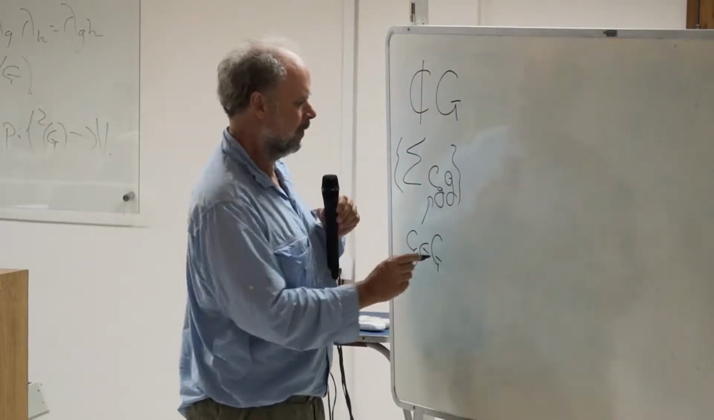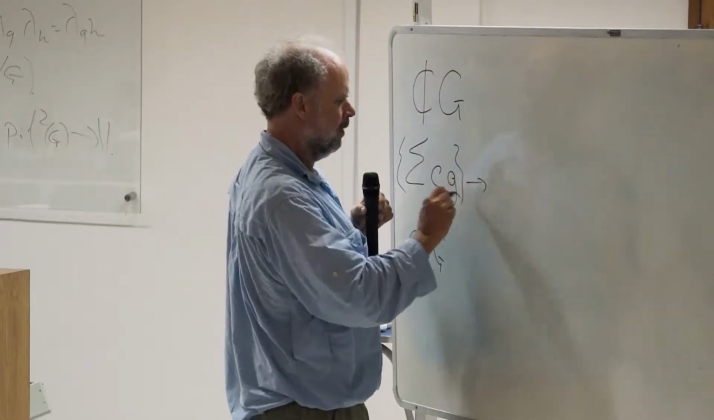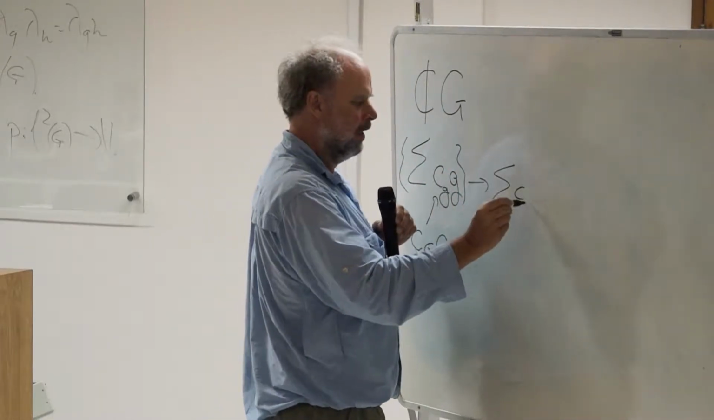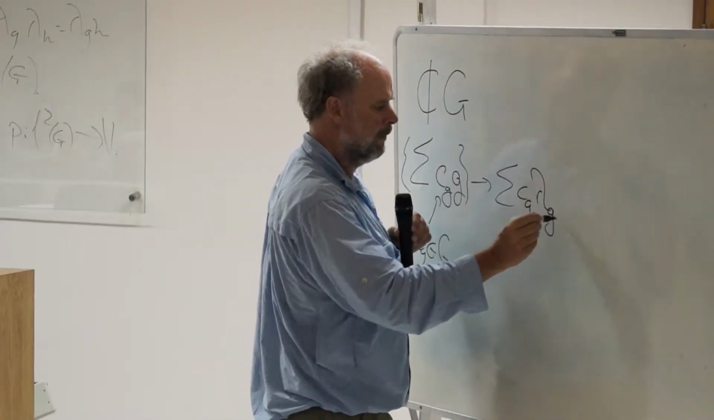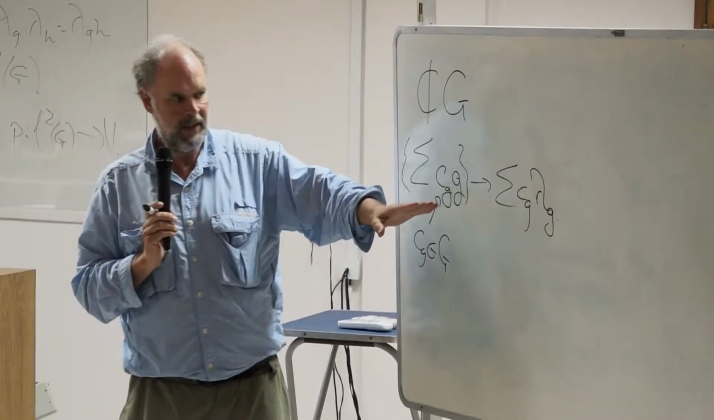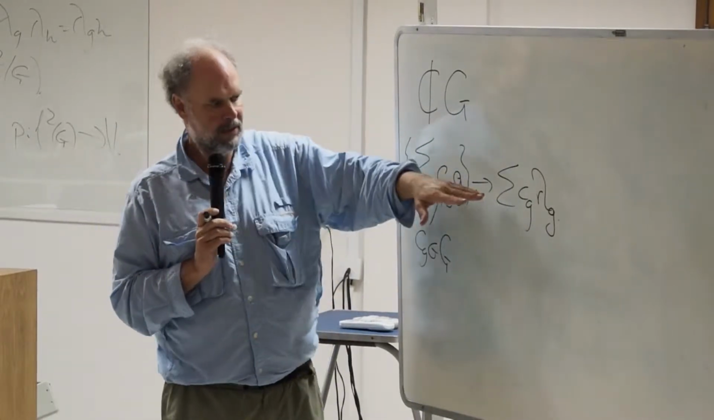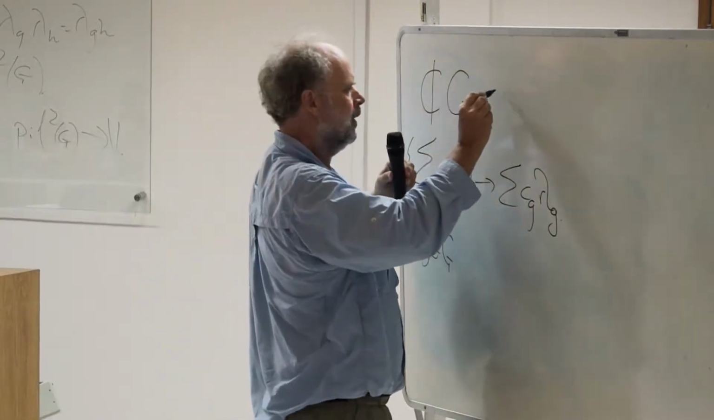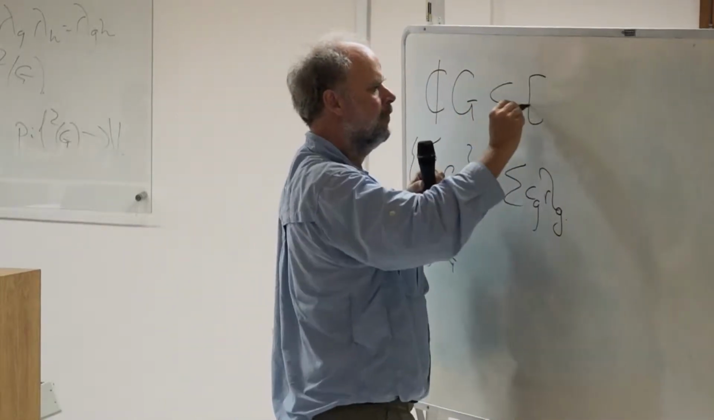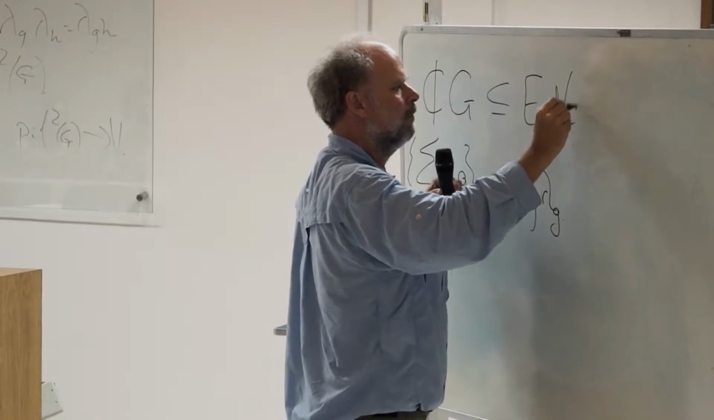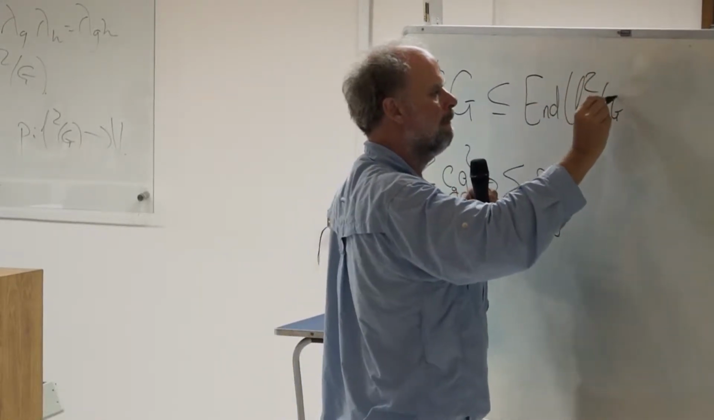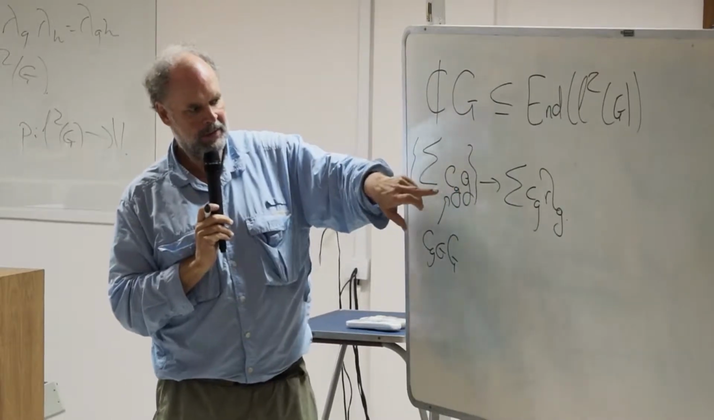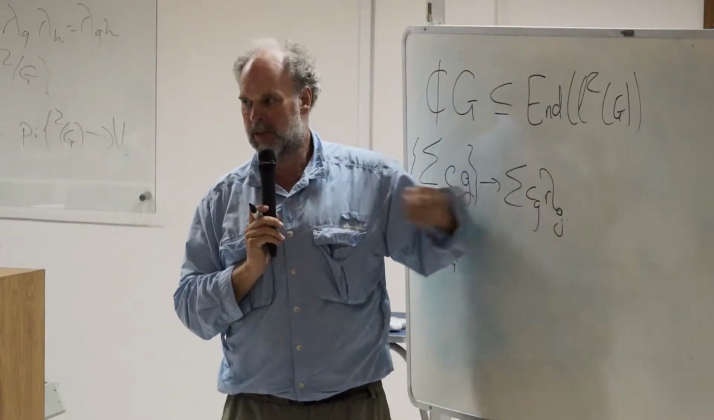So if you send this on the left regular representation, this would get sent to sigma c_g lambda_g. And in fact, this is a faithful representation of the group algebra. So you can think of this group algebra, if you like, as being embedded in the endomorphisms of little L2 of G. It's equivalent to talk about these abstract universal group algebras here or the left regular representation.